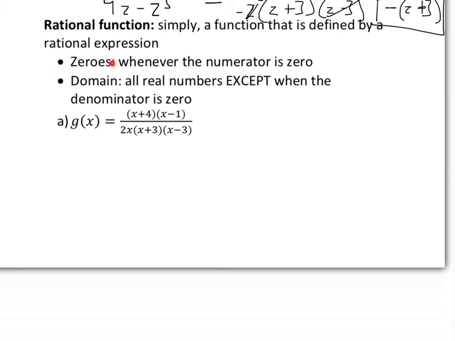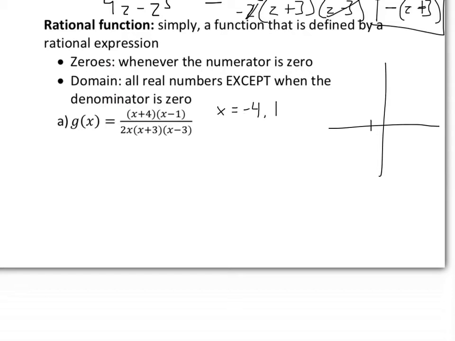Okay, so wherever the numerator is 0 is where the zeros of the function are going to be. And the zeros of the function are where it crosses the x-axis. So if I draw this right here, the zeros of the function are when the numerator is 0, so the numerator is going to be 0 at either x equals negative 4 or x equals 1.